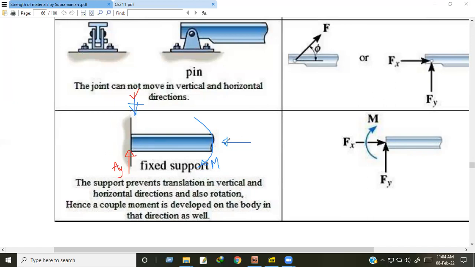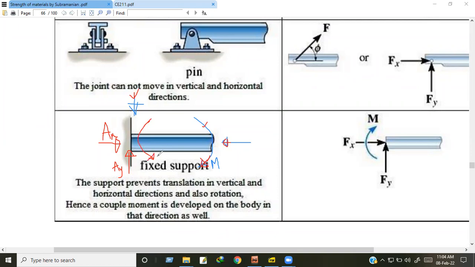Now if I apply a force in this direction, then this will be balanced by the reaction force in this direction. The force is the Ax force. Also, if I apply a clockwise moment, as shown here, then the support will balance this moment by providing an anti-clockwise moment in this direction.